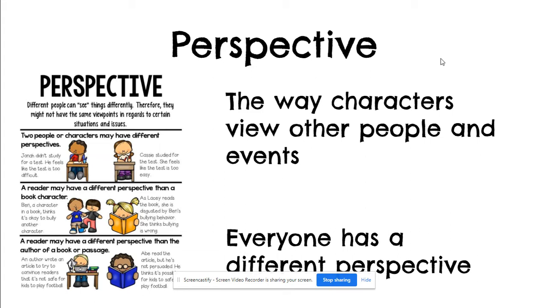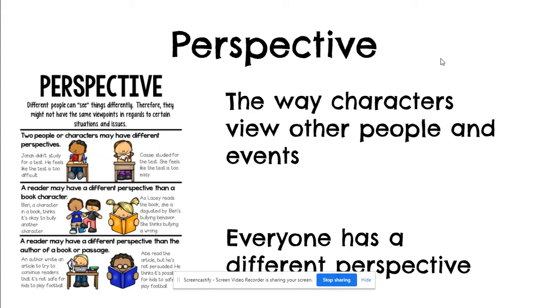For example, I like pizza with pineapple on it, but Miss Pullen may not. So each character has a different perspective. They think about things differently. They have their own opinions. Two people or characters may have different perspectives on a test. Jonah didn't study for a test and he feels it's too difficult, whereas Casey studied for the test and she may think it's too easy.